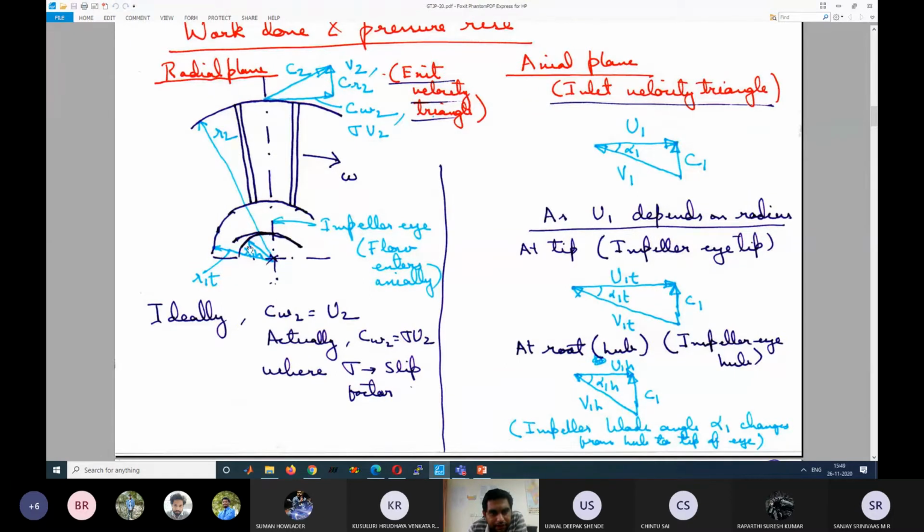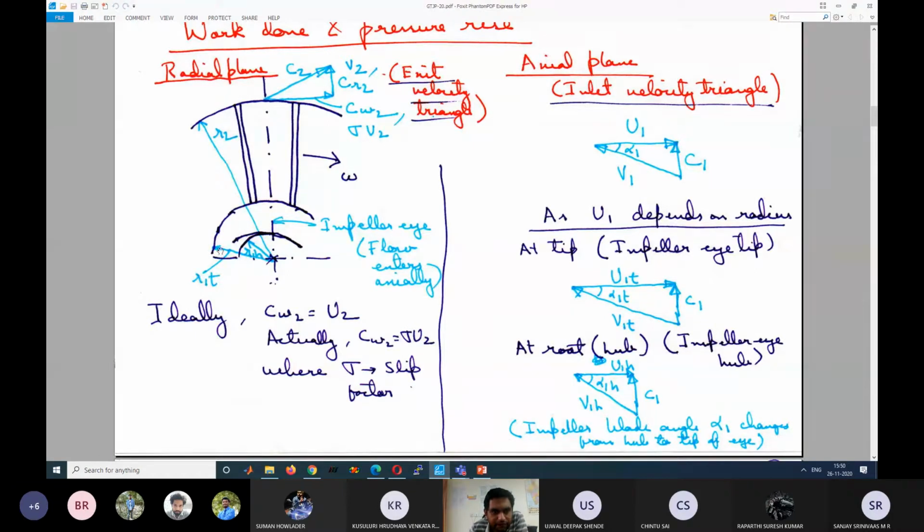So I am showing here a lot of parameters, designations which are typically used. So this is the impeller eye between these two purple lines here. This is the impeller eye. Okay, so the starting point of the impeller eye is called the hub or the root. We are designating this radius of the hub as R1H, and the ending point we are designating by R1T, impeller eye tip. So this is impeller eye root and impeller eye tip.